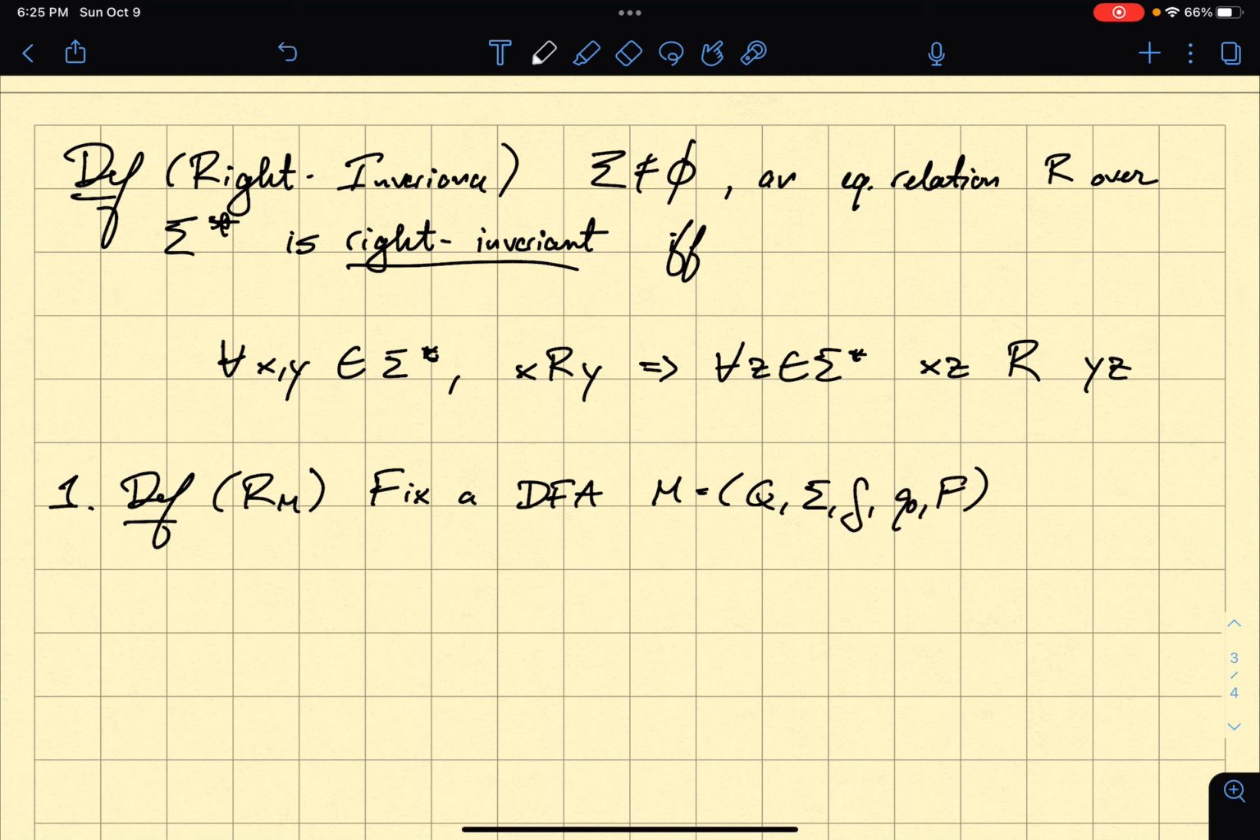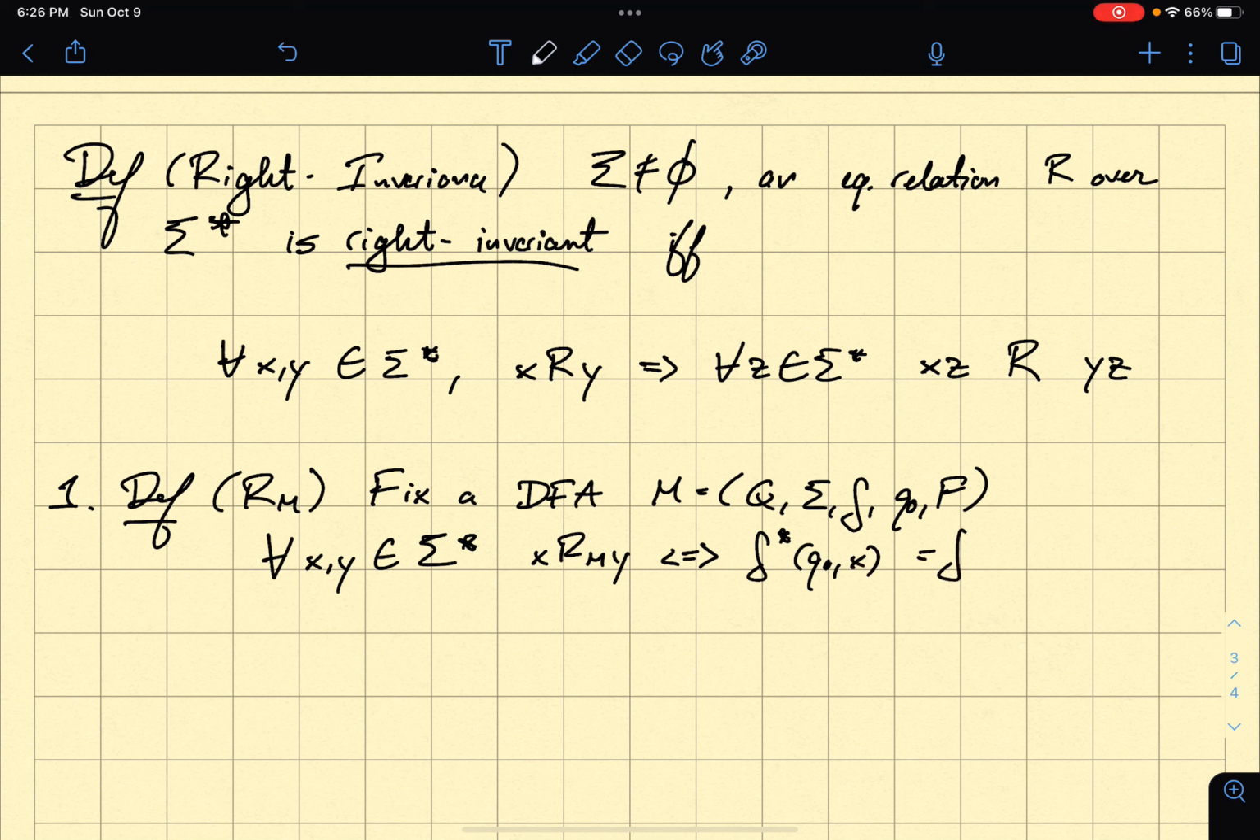Okay. And so I fix a DFA M, and now this is how strings are related with this DFA. For every x, y in sigma star, two strings are related if and only if when you give them to the machine M, they end up in the same state. So if you give x to M, you start at q0 and read x, then the extended transition, where you end up at the end of reading x, is going to be the same as where you end up when you read y.